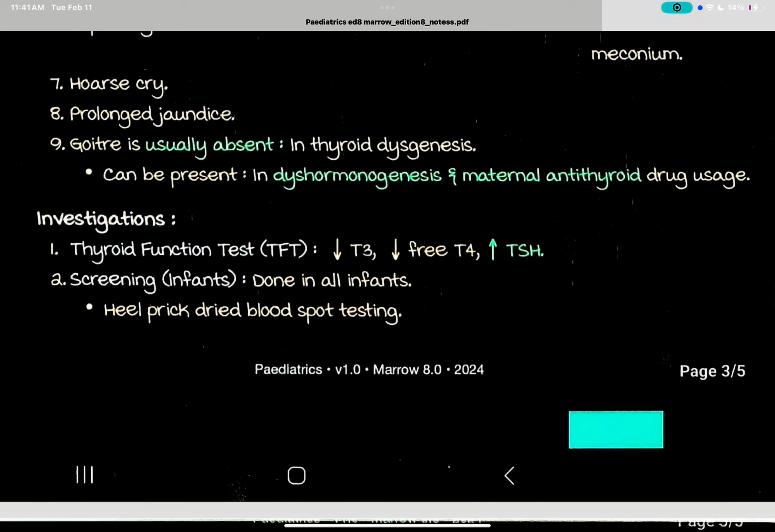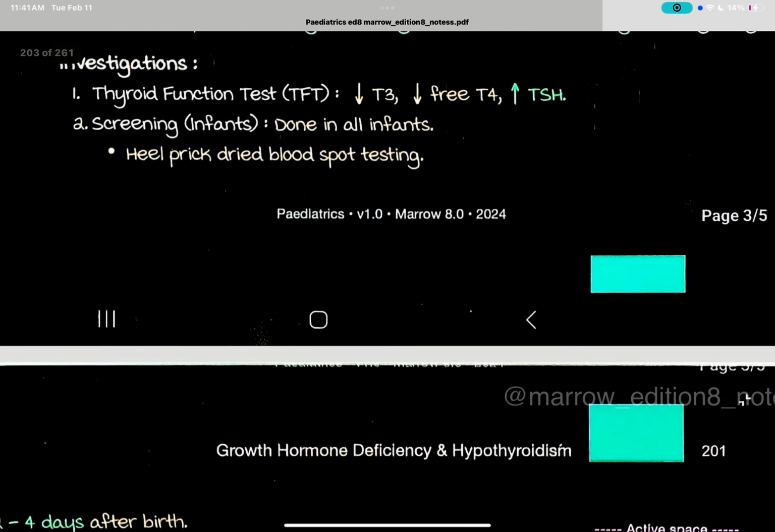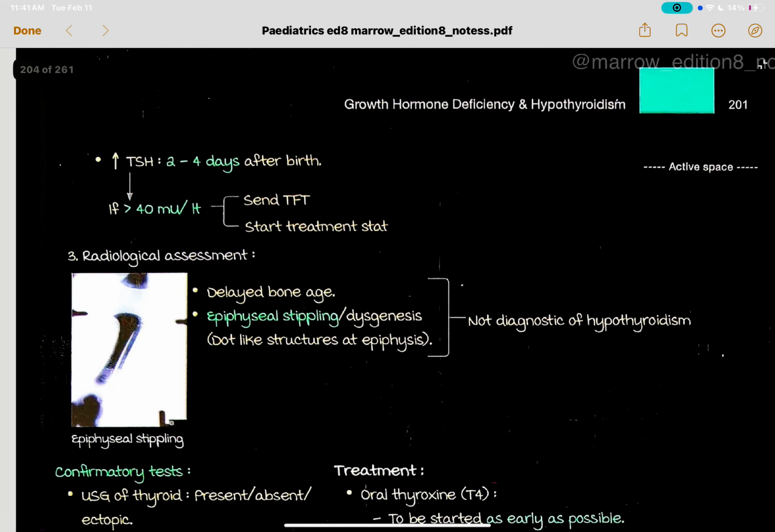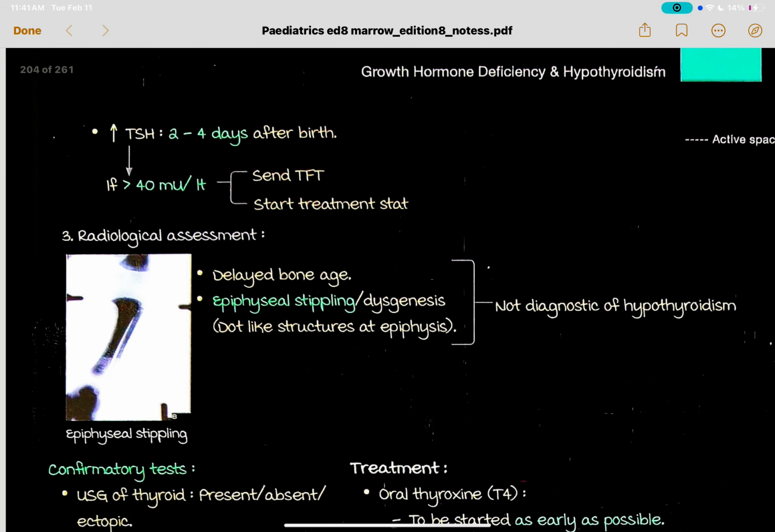Investigation: thyroid function test. You will see decreased T3, decreased free T4, and increased TSH. Screening is done in all infants, by heel prick dried blood spot testing. Increased TSH 2 to 4 days after birth, if more than 40 micro units per liter, send for TFT and start treatment stat.